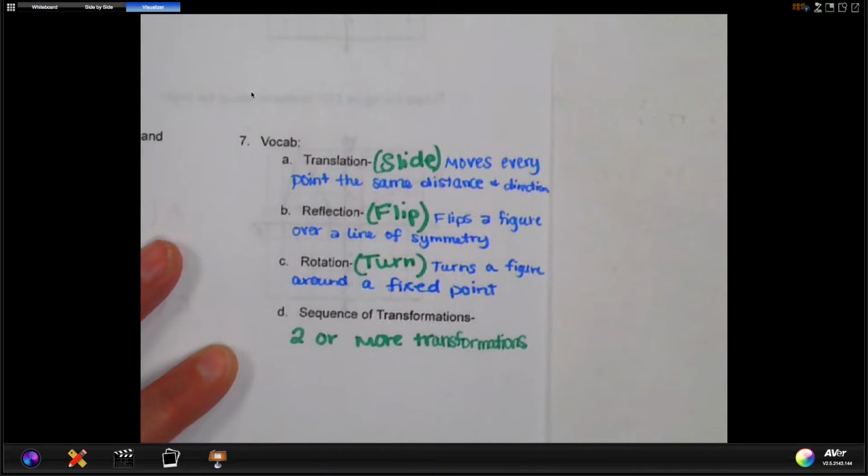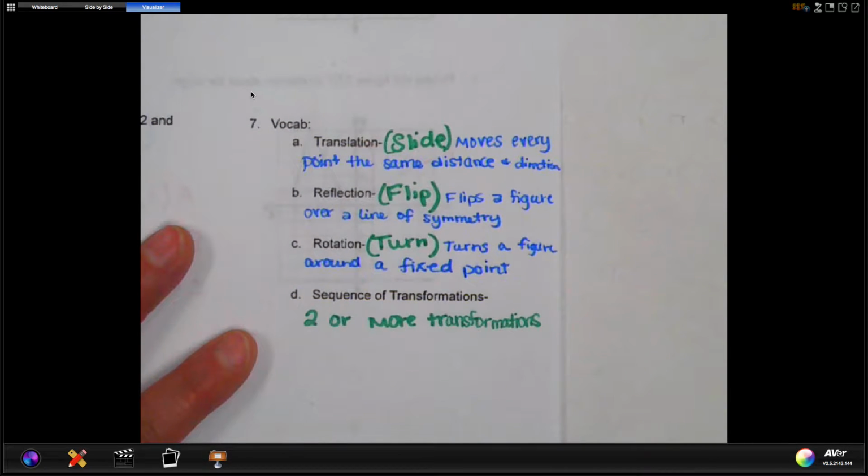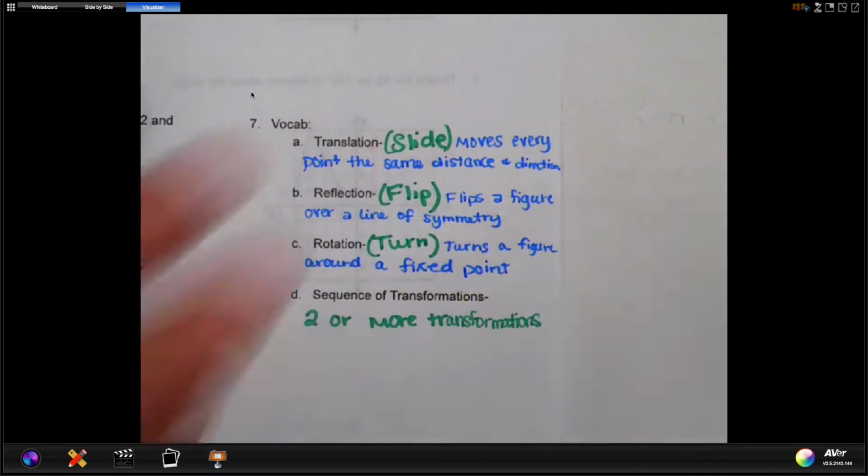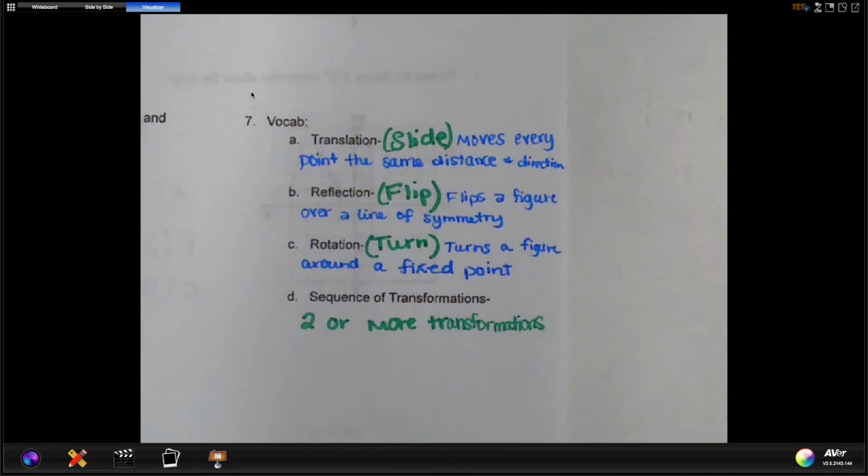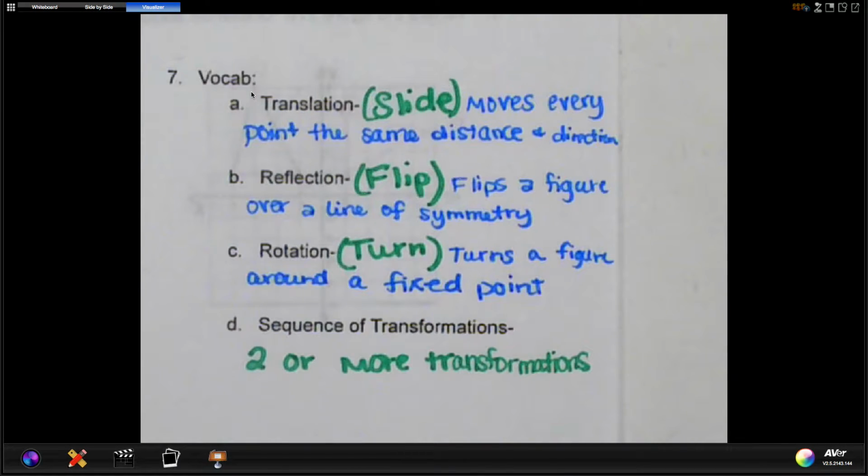In the bottom, number 7, there's a space for vocabulary, and I'll zoom that in. Some of the vocabulary that you're going to want for this quiz are translation, reflection, rotation, and sequence of transformations. Remember that a translation is a slide, a reflection is a flip, and a rotation is a turn. And a sequence of transformations is 2 or more of any of these that are up here, okay?